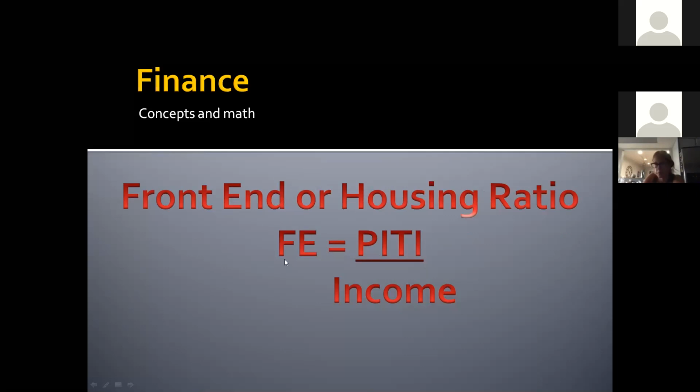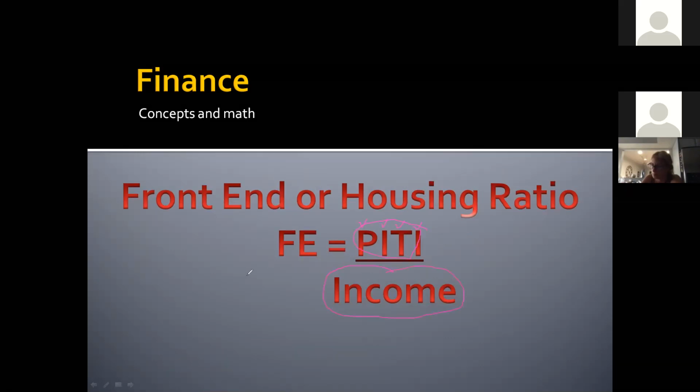And it's called front end ratio or housing ratio because it's your monthly payment for your housing divided by your income. If you buy a house, what is your monthly payment for housing? Your monthly payment for housing is the principal on the loan, plus the interest on the loan, plus the taxes on your house, plus the insurance on your house. That's your monthly mortgage payment divided by your monthly income.